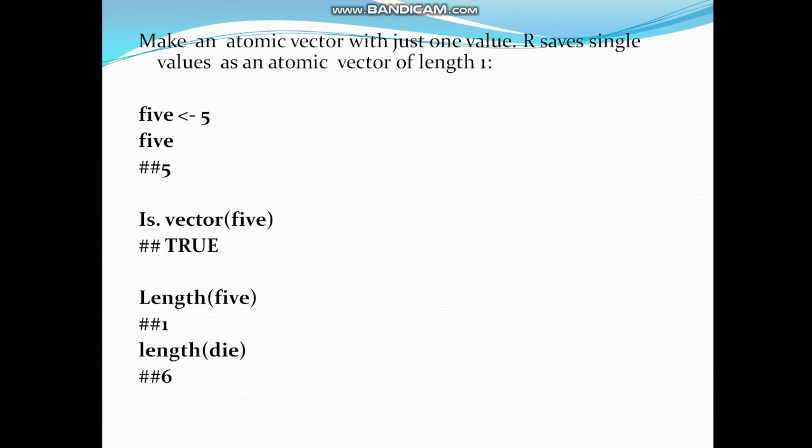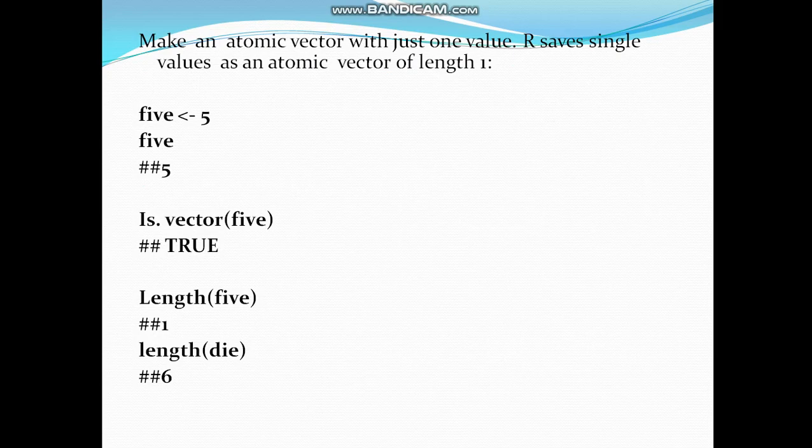Make an atomic vector with just one value. R saves single values as atomic vectors. Example, five refers to 5. Five is an object, and that object refers to the value 5. Double hash is a hashtag operator which is used to print the output. is.vector of five returns true. So the five object is a vector type.